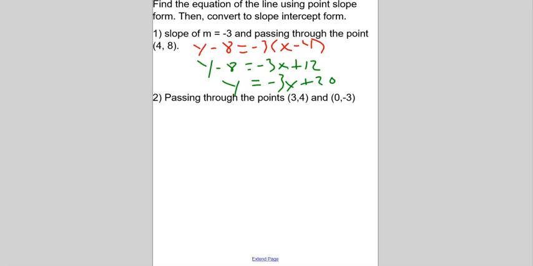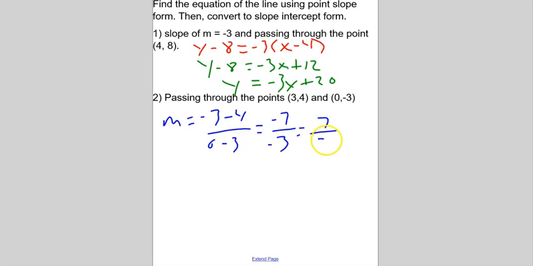If we look at the next one, it's passing through (3, 4) and (0, -3). In order to write any equation, unless we're in standard form, which we can't go directly to based off of this, we need to find our slope first. So our slope, as we found on the previous page, is -3 minus 4 over 0 minus 3. And so then we'll end up with -7 over -3, which just gives us positive 7 over 3.